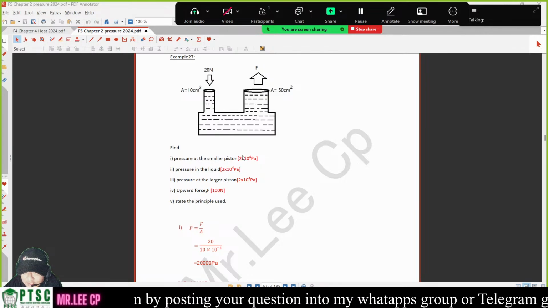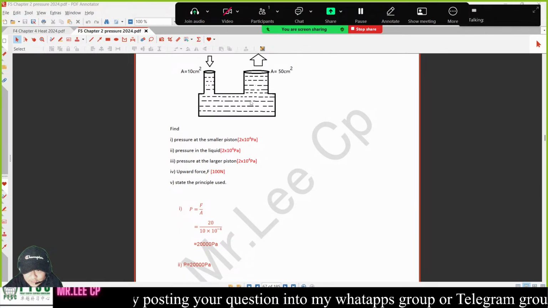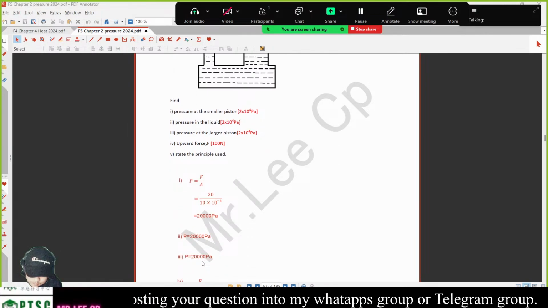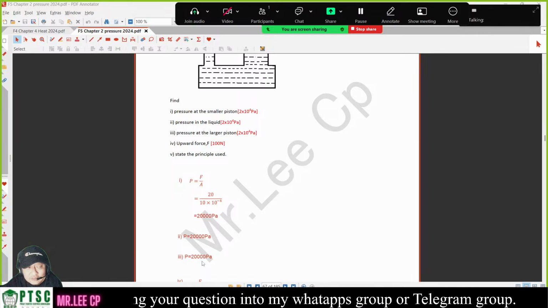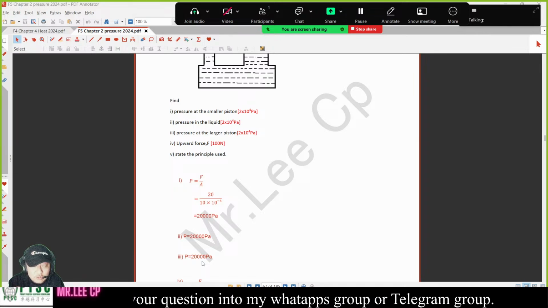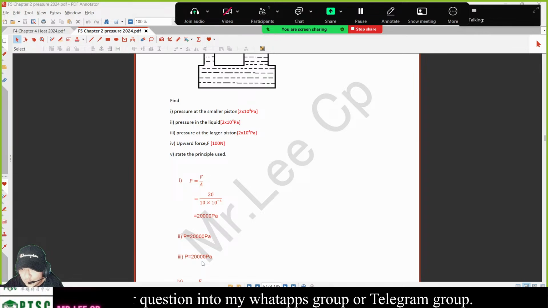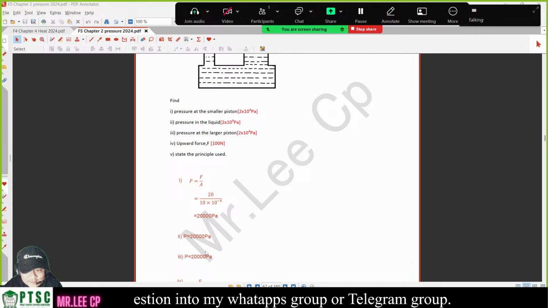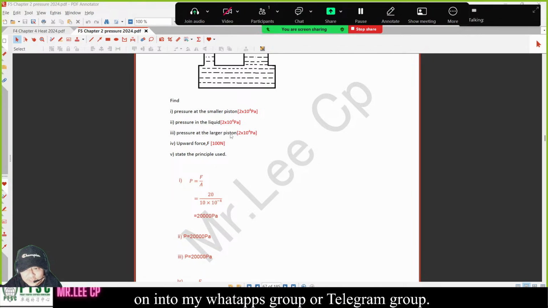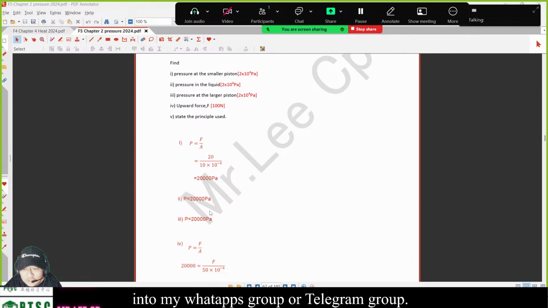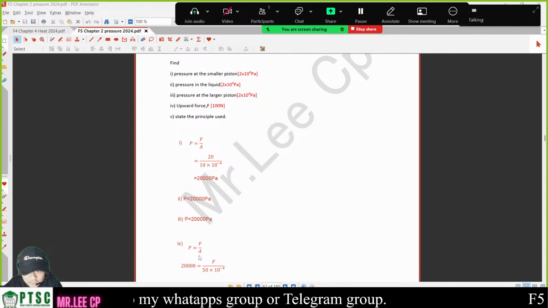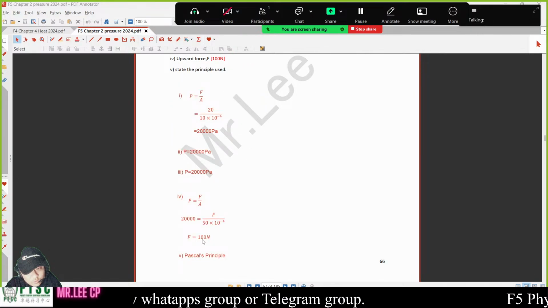Now the second one, they will ask what is the pressure here, inside the larger piston. It will be the same, because Pascal said the pressure will be equally transmitted throughout the fluid. So for the upward force, you can use F1 over A1 equals F2 over A2 if you want.